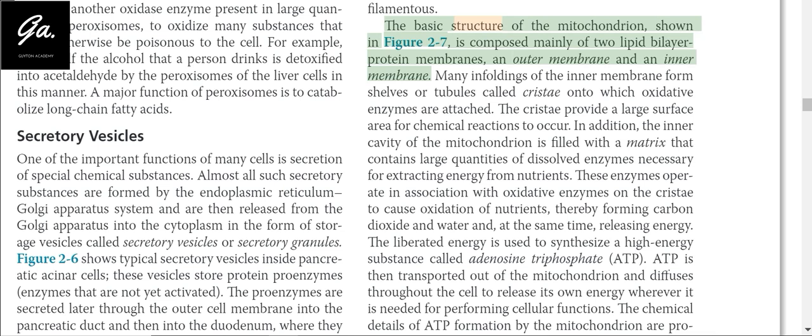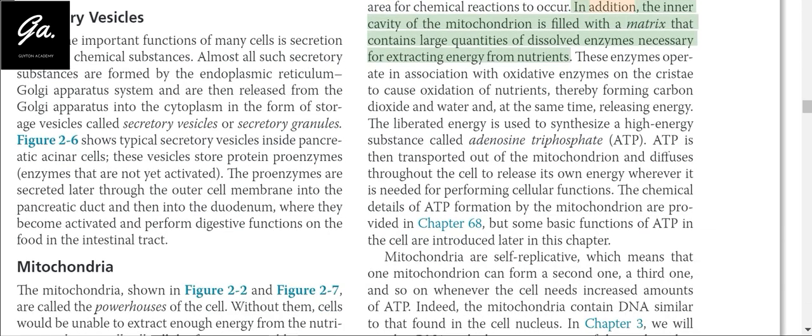The basic structure of the mitochondrion, shown in Figure 2-7, is composed mainly of two lipid bilayer protein membranes, an outer membrane and an inner membrane. Many enfoldings of the inner membrane form shelves or tubules called cristae onto which oxidative enzymes are attached. The cristae provide a large surface area for chemical reactions to occur. In addition, the inner cavity of the mitochondrion is filled with a matrix that contains large quantities of dissolved enzymes necessary for extracting energy from nutrients.